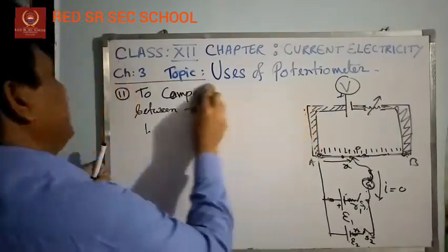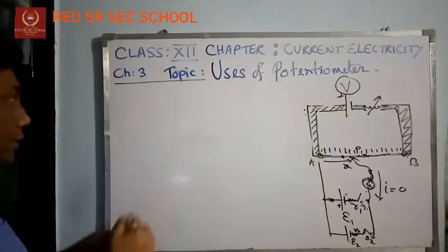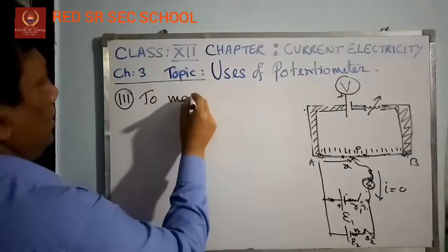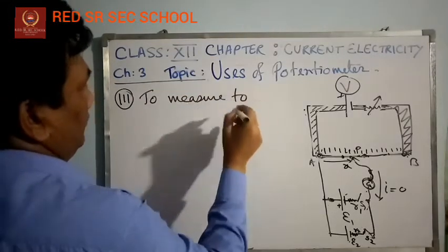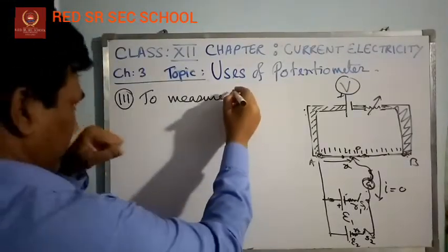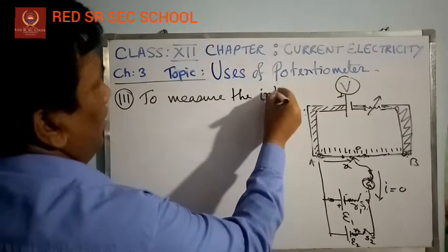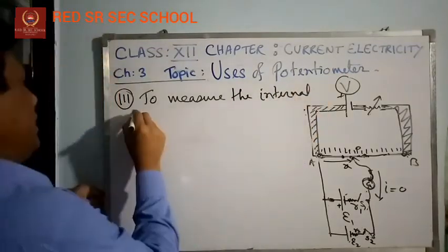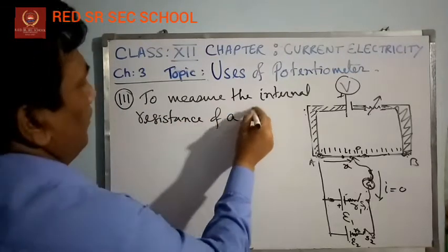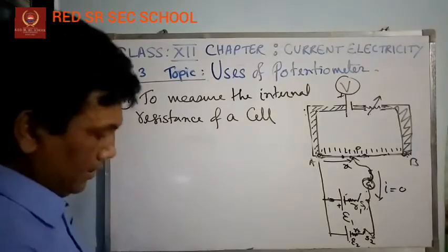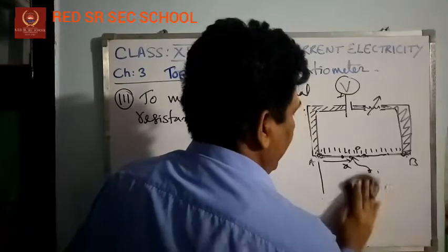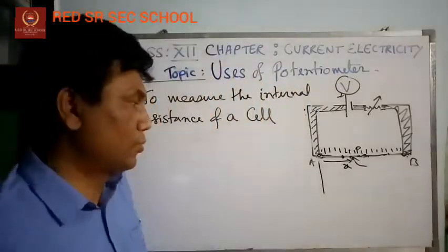The third use: to measure the internal resistance of a cell. Okay, I have to redraw this figure. I'm just editing here only, but remember you have to draw it once more.